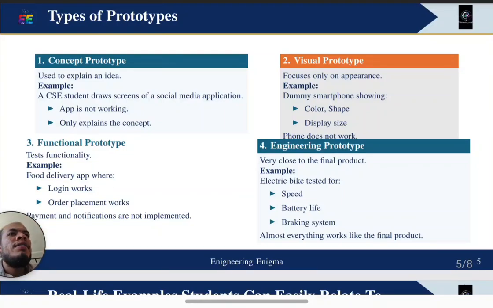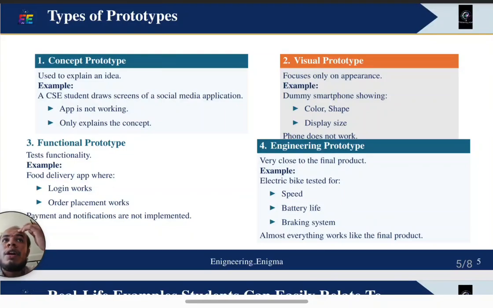It only communicates the concept. For example, a CSC student wants to create a social media application. He draws some screens on paper: home page, profile page, start page, like button. Nothing works, but people can understand the idea. So this is called a concept prototype. Its purpose is simple: explain the idea.